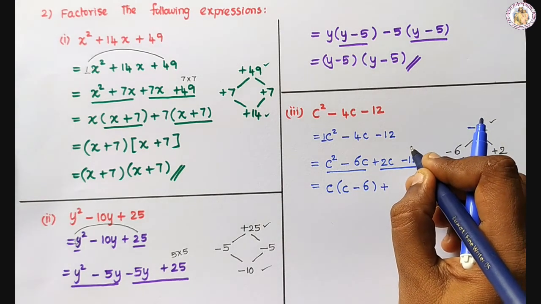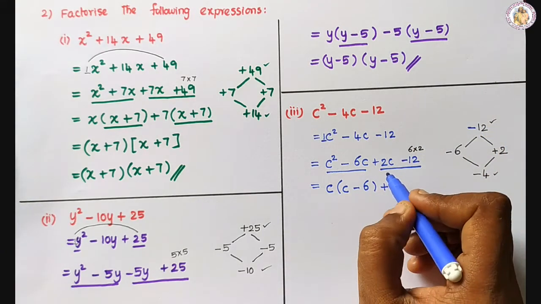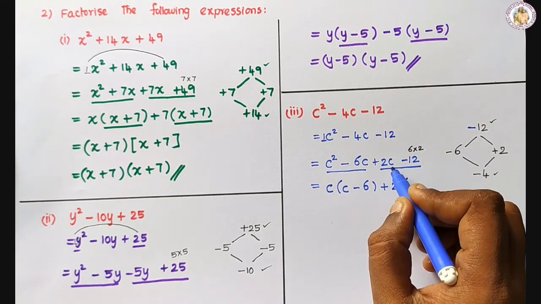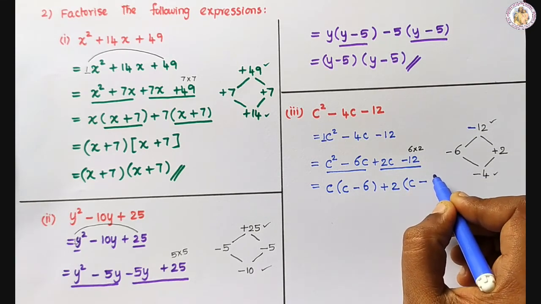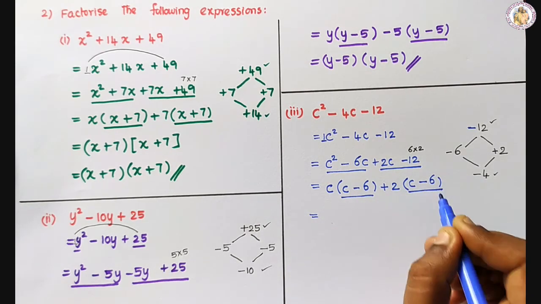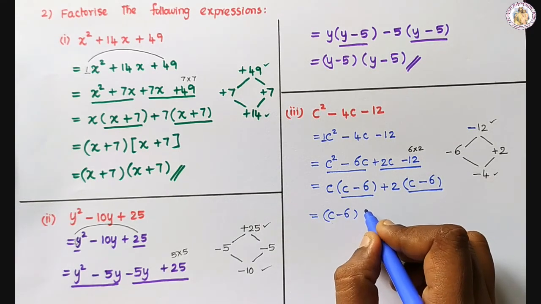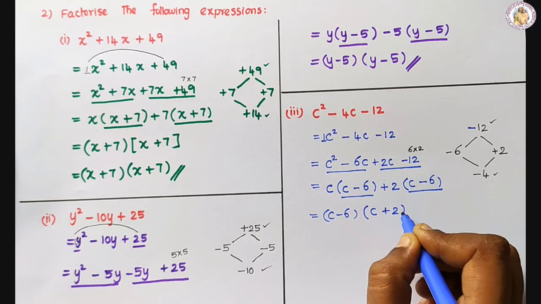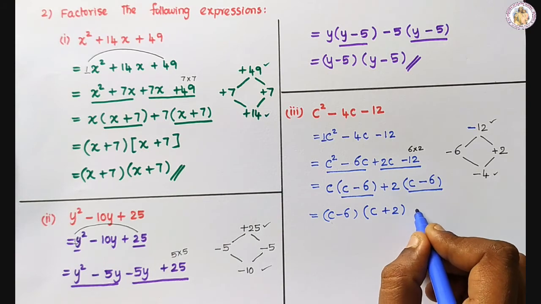12 as 6 into 2. 6 twos are 12. Now here also 2, here also 2. Take that out as common, and then c remains, minus, and here 6 remains. In both terms c minus 6 is common, so take out c minus 6, and the remaining is c and plus 2 here. So (c minus 6)(c plus 2) is the answer.